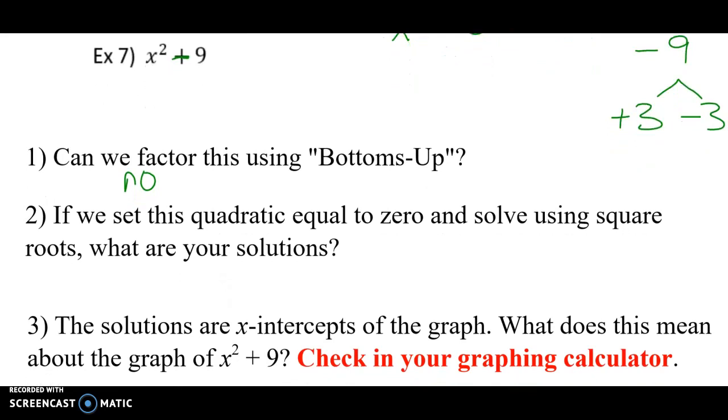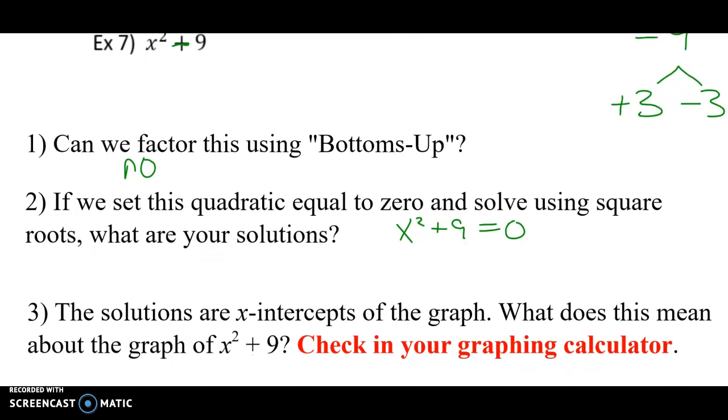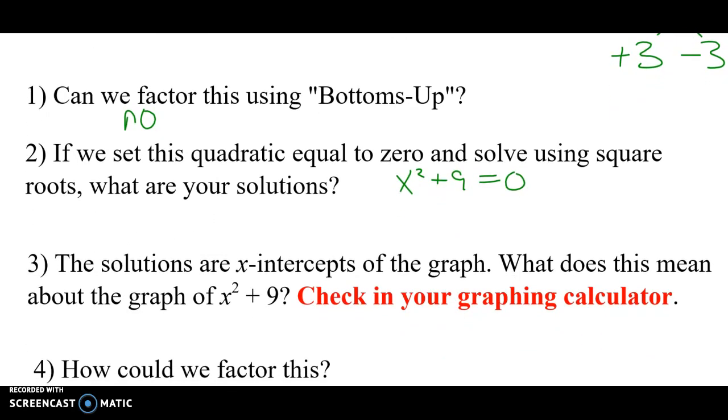Step 2, it says, what if we set the quadratic equal to 0 and solve? So let's do that. X squared plus 9 equals 0. So what would I do first? Let's do our square root method. So get x by itself, we would subtract 9. I know you don't have a ton of room, but fine. So now we have x squared equals negative 9.